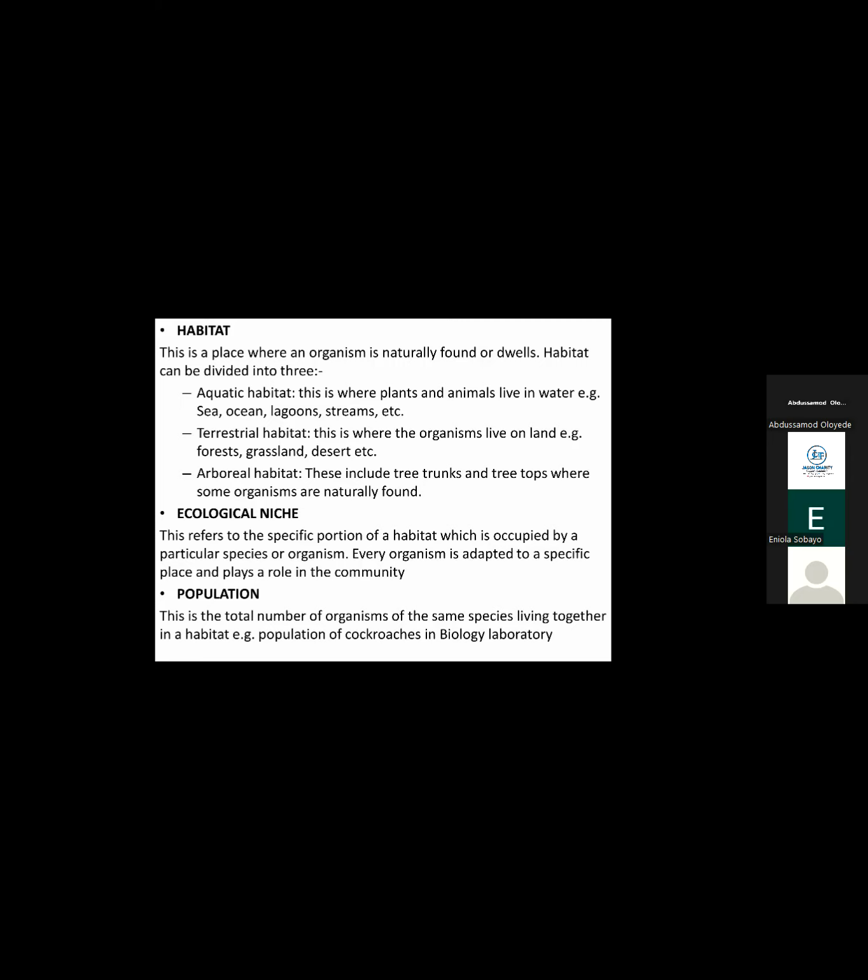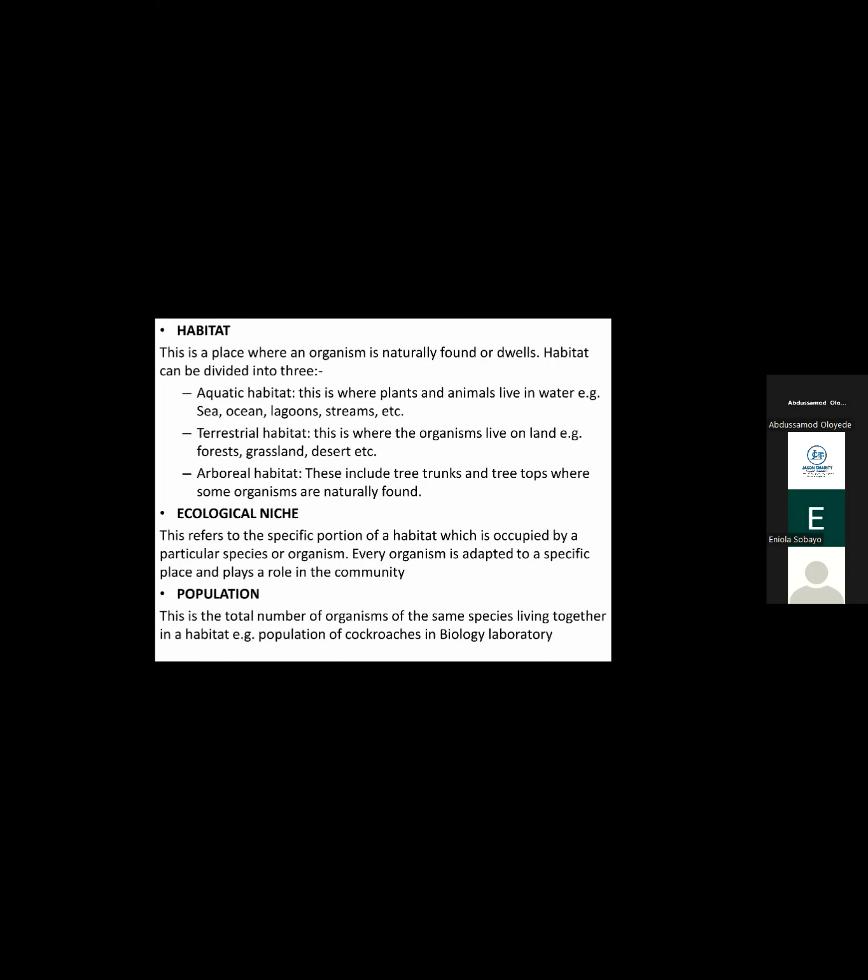Now, what about arboreal habitats? Now, these are organisms that live on tree trunks, and stuff like that. And organisms that are usually found in these habitats, I mean arboreal habitats, are the monkeys, the apes, the chimpanzee, the birds, and some snakes also. So that's that about habitats. Now, ecological niche. Now, we have to understand the difference between habitat and ecological niche. Let me recap the meaning of habitat again. Habitat refers to the natural dwelling place of an organism.